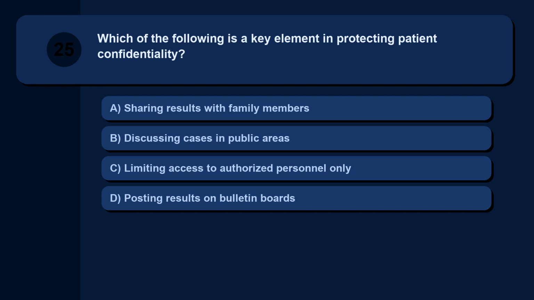Question 25. Which of the following is a key element in protecting patient confidentiality? Sharing results with family members. Discussing cases in public areas. Limiting access to authorized personnel only. Posting results on bulletin boards. Limiting access to patient information to only authorized healthcare personnel involved in care is a fundamental requirement of HIPAA and essential for protecting patient confidentiality.